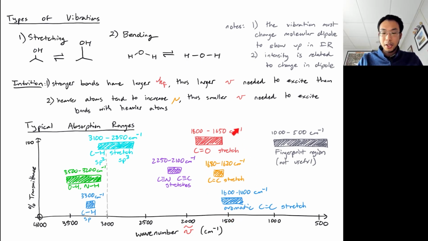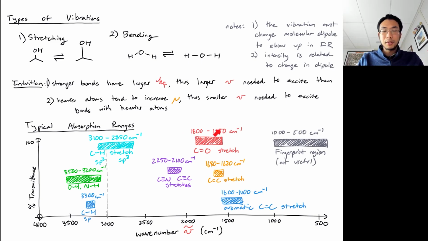As you get to the 1500 range here, you start to run into double bonds. Specifically, first you start to see the aromatic carbon-carbon double bonds at 1400 to 1600, and then you see regular non-aromatic carbon-carbon double bonds at 1650-ish, and closer to 1700 you start to see the carbon-oxygen double bonds.